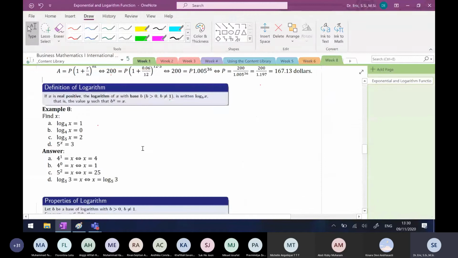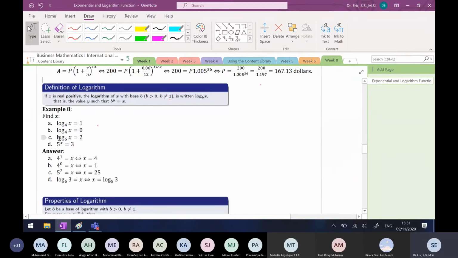So let's look at this. Log x with the base 4 equals 1. What does it mean? This means 4 to the power of 1 equals x. So x should be 4. That's simple. What about log x with the base 4 equals 0? This is 4 to the power of 0 equals x, and 4 to the power of 0 is 1, so x should be 1.